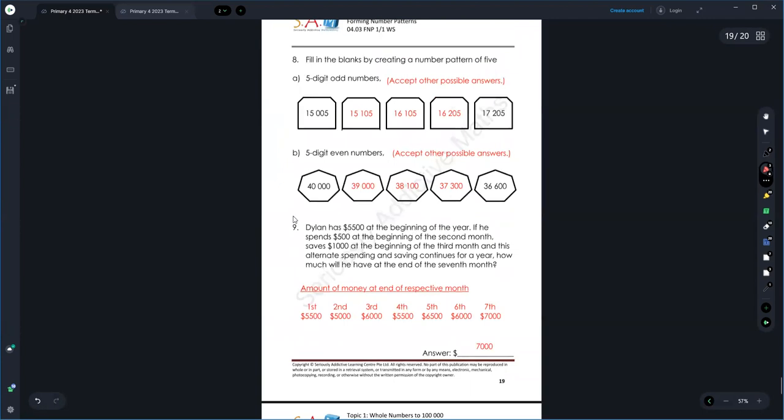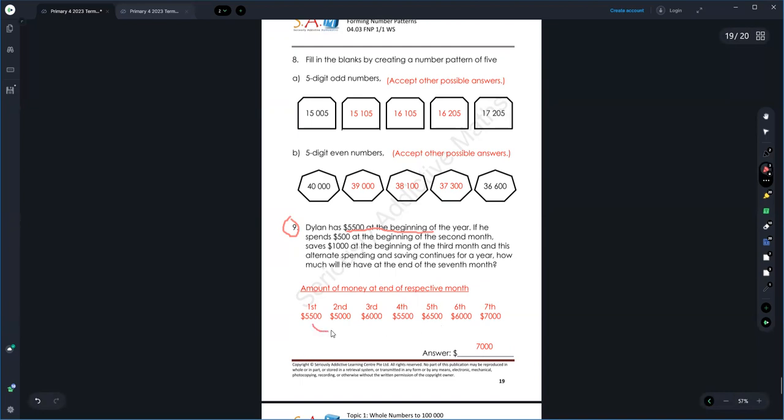Question 9, I think it's important to go through with them. Show them how to do this. They've got to work it out like that. Get them to answer the question first. Dylan has 5,500 at the beginning of the year. That's first. Then he spends at the second month, so it will be minus 500. They've got to work it out. And then after that, he saves another 1,000. Then minus 500. Save another 1,000.